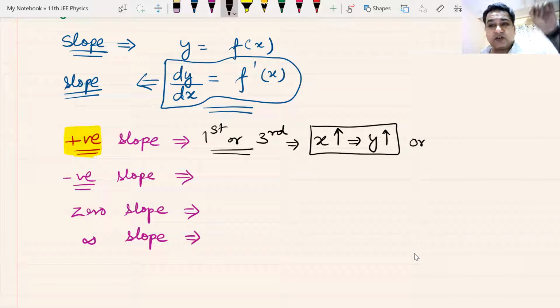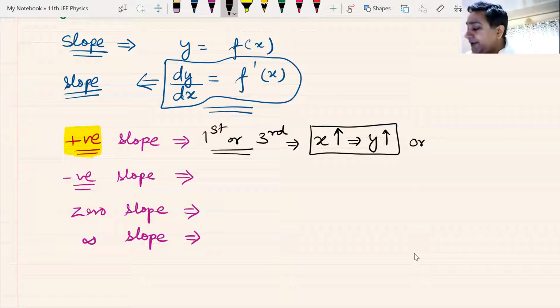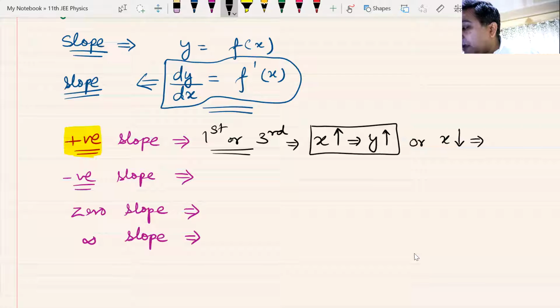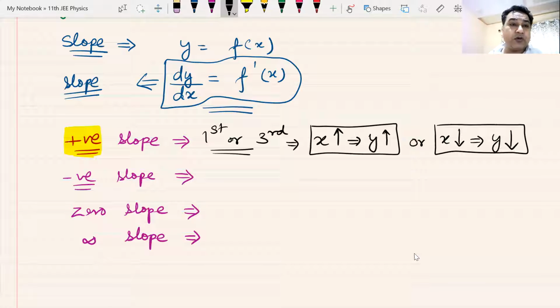In the first case, x was increasing. In the second case, x would be decreasing. If x decreases, that will imply that y will also decrease. Such types of graphs are known as graphs with positive slopes. You can also say y is directly proportional to x. If x increases, y increases. If x decreases, y decreases. Am I clear with this point?